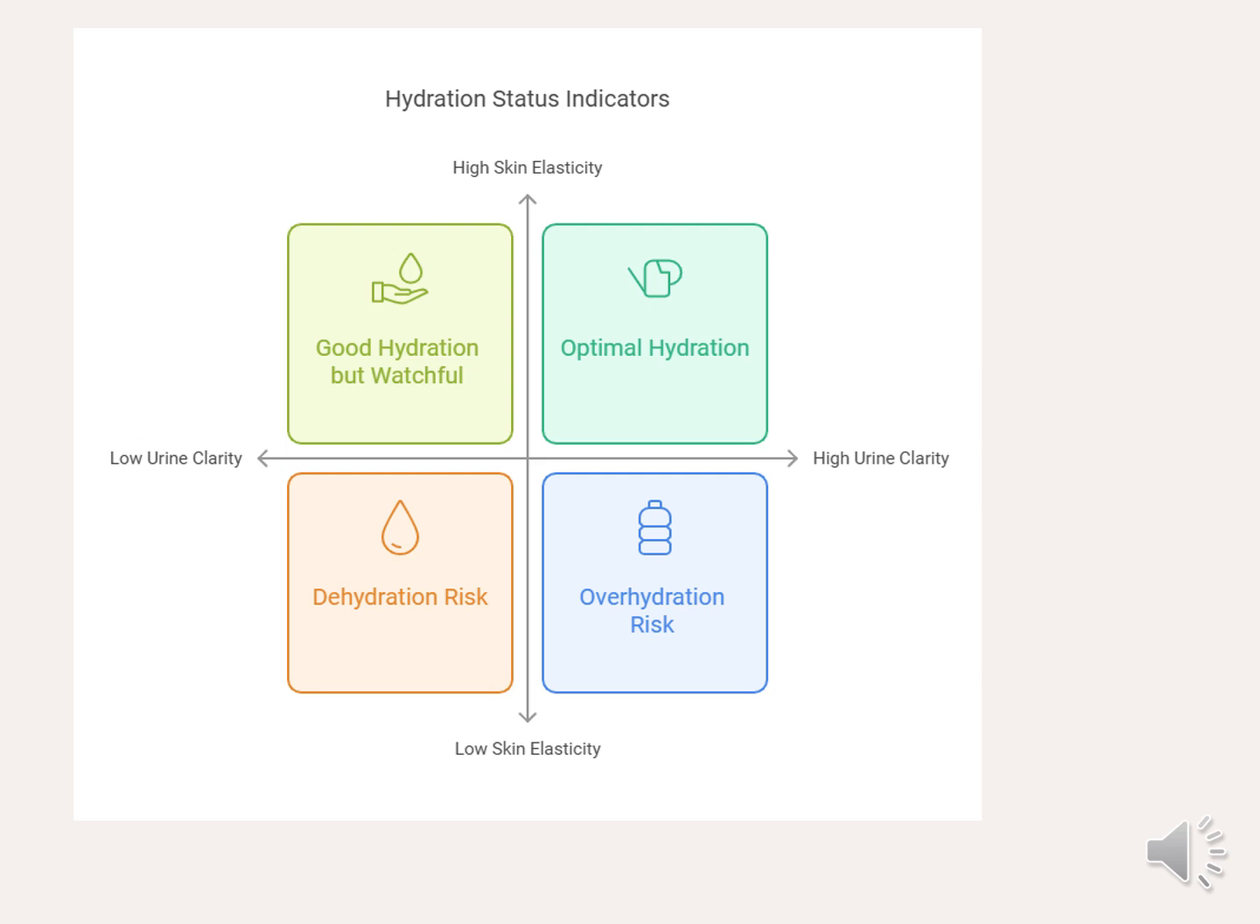So high skin elasticity, high urine clarity. When you are dehydrated, it is low skin elasticity and low urine clarity. Ideally, your urine color should be tinge of yellow. Too much yellow means it is dehydrated, and water like urine which has no color, that means you're overhydrated and your body is losing vital minerals and salts.